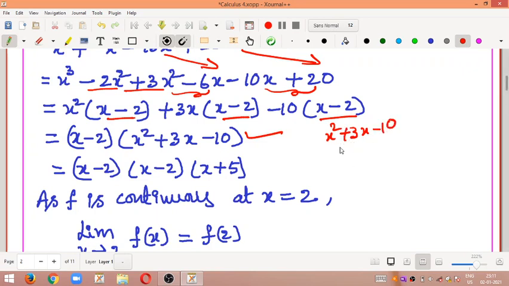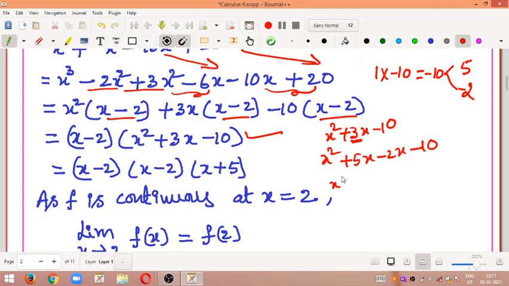For this also we want to find the factors. So here x square coefficient 1, constant minus 10. 1 into minus 10 is equal to minus 10. By multiplying to get minus 10, we want either adding or subtracting to get 3. So that's how we choose the factors. 5 and 2: 5 plus 2 is equal to 7, 5 minus 2 is equal to 3. So 5 into minus 2 is equal to minus 10. So x square as it is, plus 3x is nothing but plus 5x minus 2x minus 10.